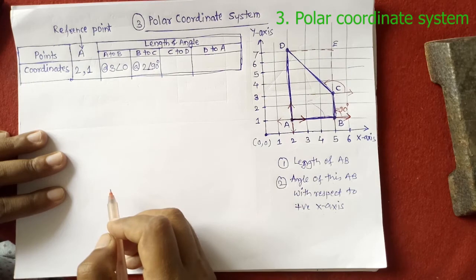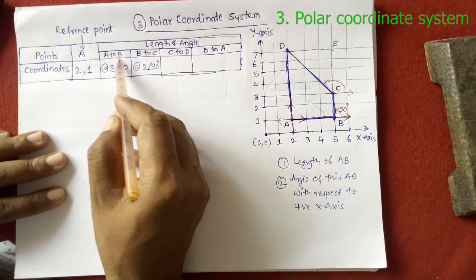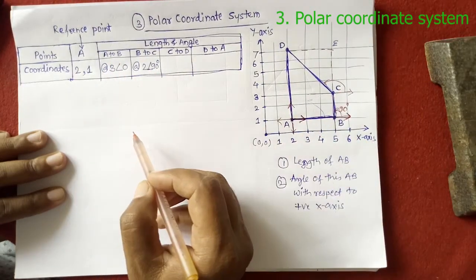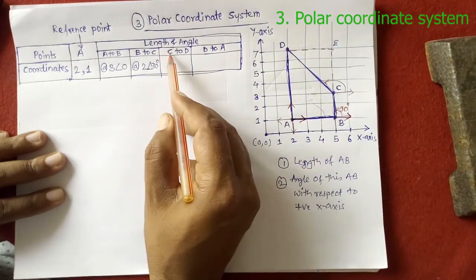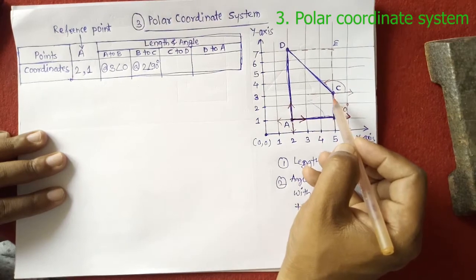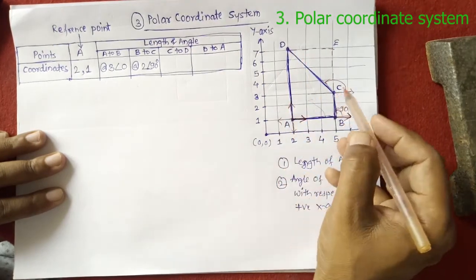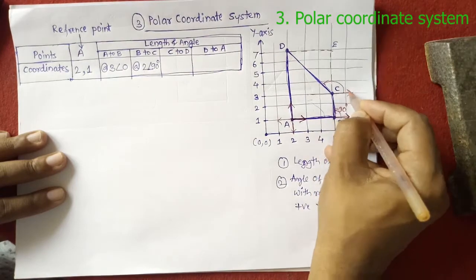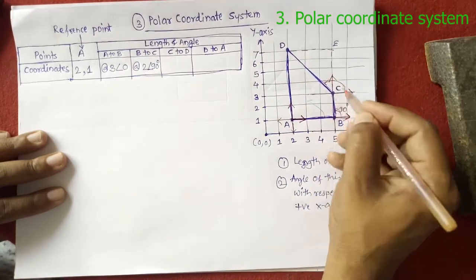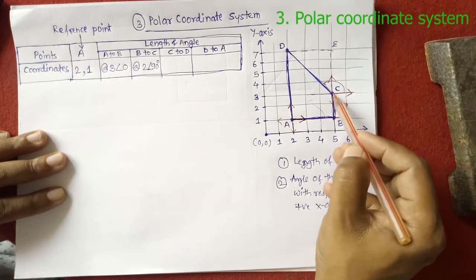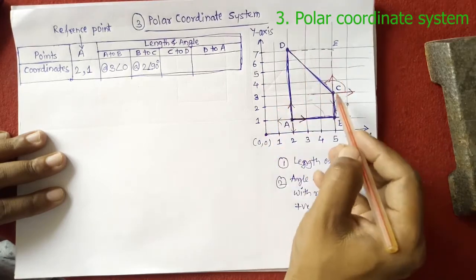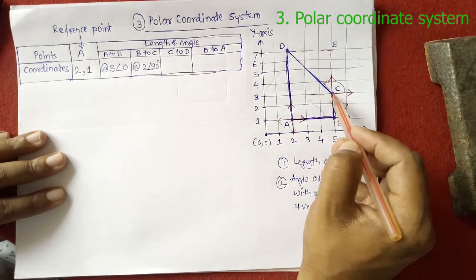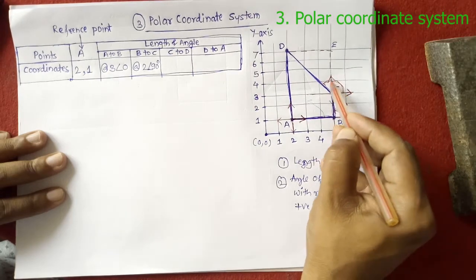So till now we have seen how to draw the line from A to B, then B to C by using the polar coordinate system. Now we have to draw this line from C to D. So to draw this line from C to D, we must consider reference origin at point C, and by considering C as a reference origin, we must calculate length of C to D and angle of this line C to D with respect to positive side of the x-axis.